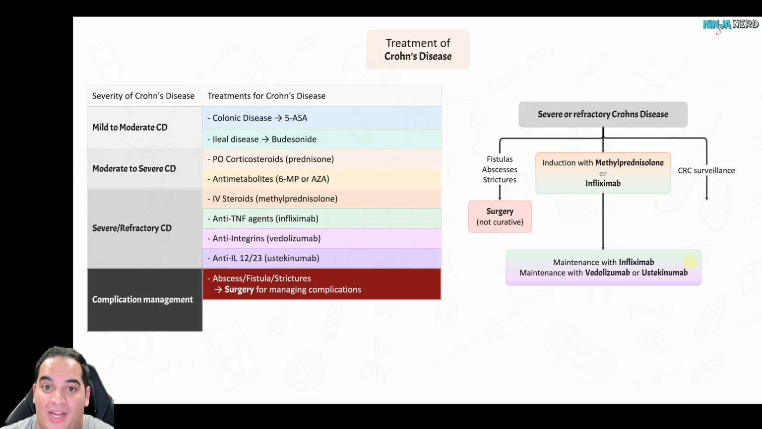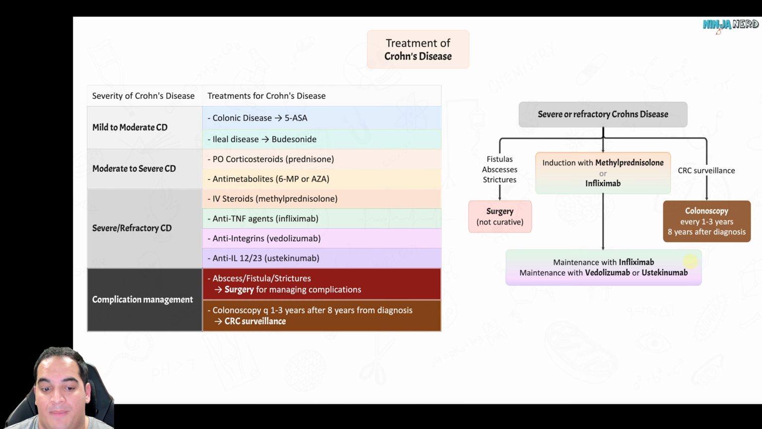The other thing is that patients with Crohn's disease do have a risk of colorectal cancer. It's not as high as ulcerative colitis, but they do. And because of that, you don't want to miss this. So if you diagnose the patient with Crohn's disease, they should get a colonoscopy 8 years after you diagnose them, and then again every 1 to 3 years after that, to see if you can catch that cancer or any development of cancer relatively early.